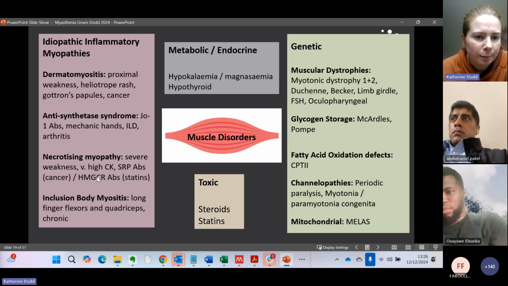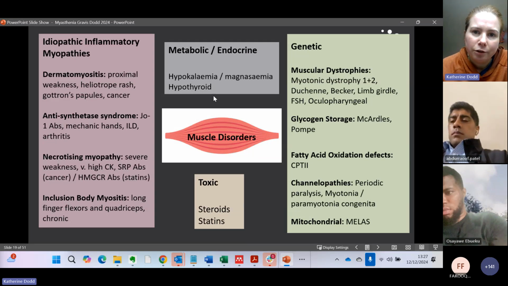So it's important to think about these in patients presenting with sort of subacute onset proximal limb weakness. Always worth checking CK, just to make sure it's not more of a muscle problem than a neuromuscular junction problem. And then inclusion body myositis gets lumped in with the inflammatory myopathies because it's thought to start off as inflammatory, but then it quite quickly turns into more of a degenerative process. And as we mentioned earlier, they've got this long finger flexor and quadriceps weakness, which is a chronic history.